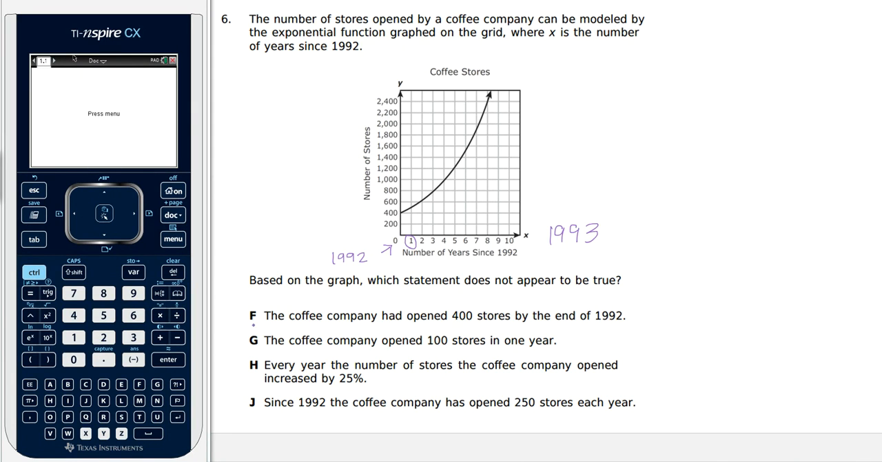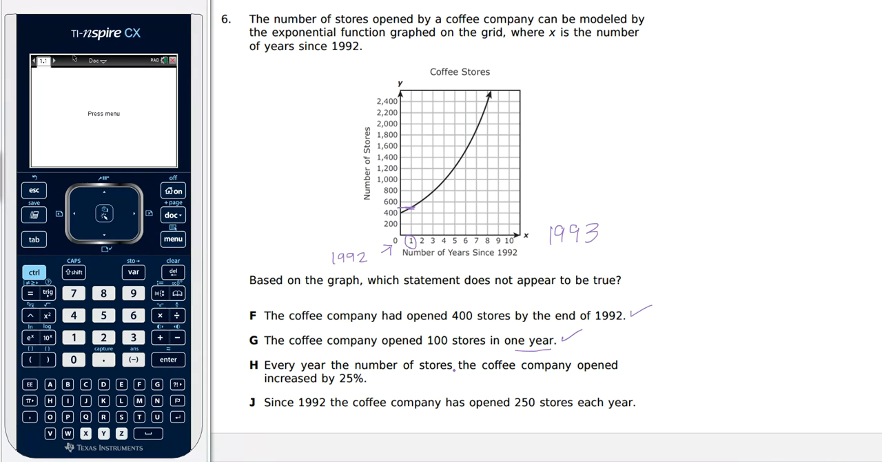So F says the coffee company had opened 400 stores by the end of 1992. So here's 1992, and looks like we have 400 stores. So that appears to be true. The coffee company opened 100 stores in 1 year. So 1 year later, 1993, it looks like right here we're at 500 stores, which is 100 more than 400. So that one appears to also be true.